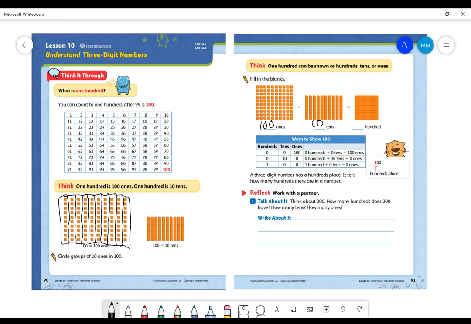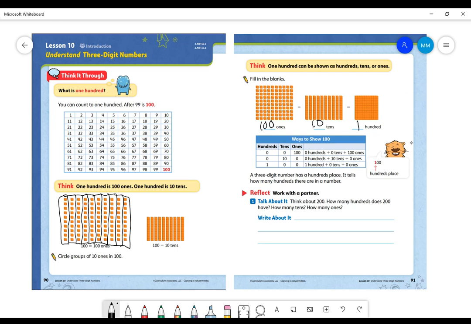10 tens is the same as how many hundreds do we see right here? How many hundred squares do we see? We see 1. Now, let's say I made 300 squares. How many hundreds would that be? That would be 300s. But right now, we are only talking about 100.